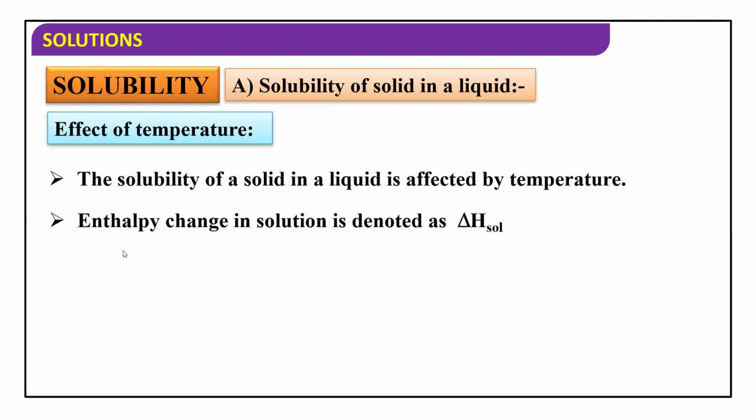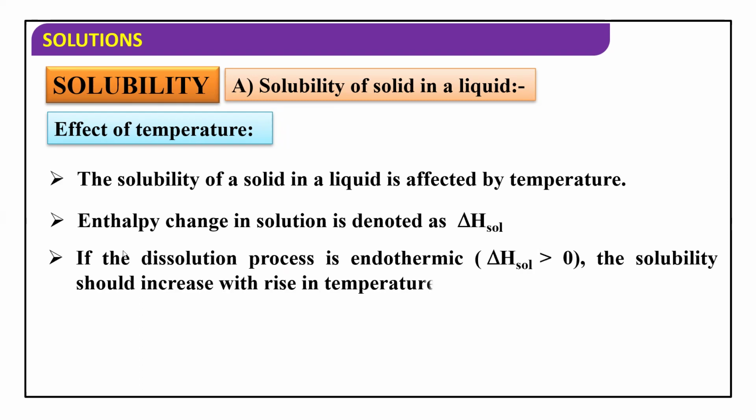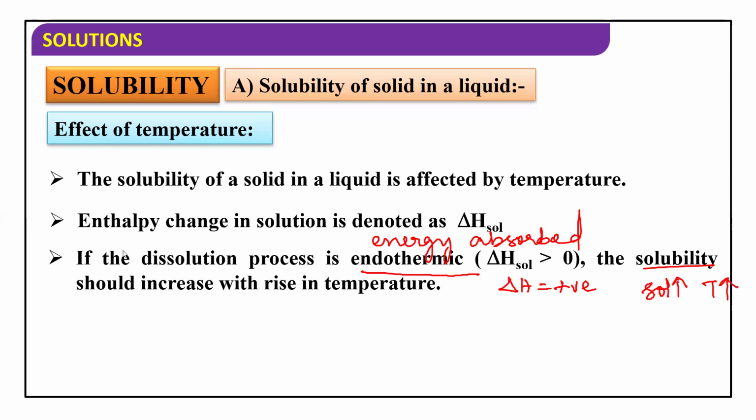Okay. If the dissolution process is endothermic, the solubility should increase with increase in temperature. So what is meant by endothermic? If heat energy is getting absorbed, we call that process endothermic. For an endothermic process, delta H is greater than 0, which means delta H is positive. It means the solubility should increase. Solubility is increasing with increase in the temperature.